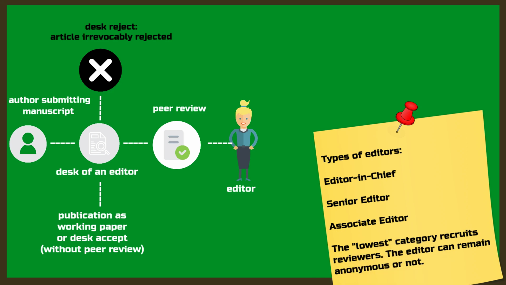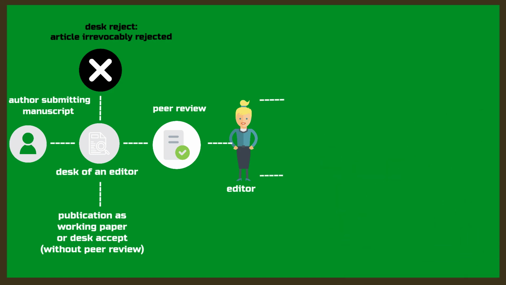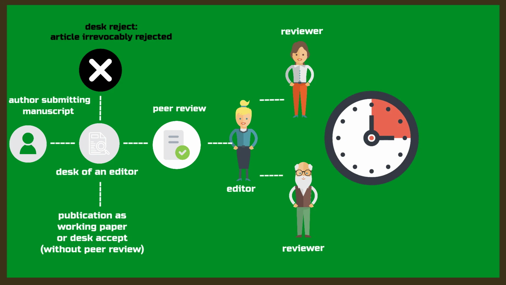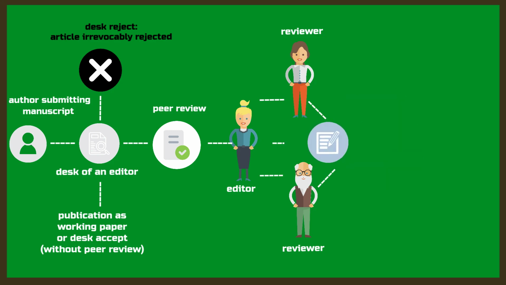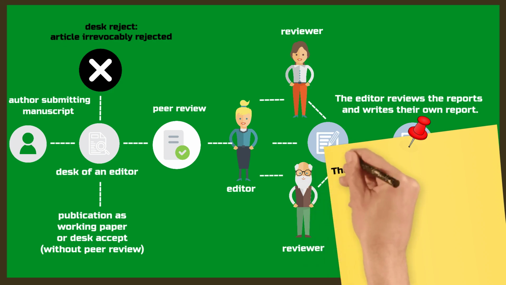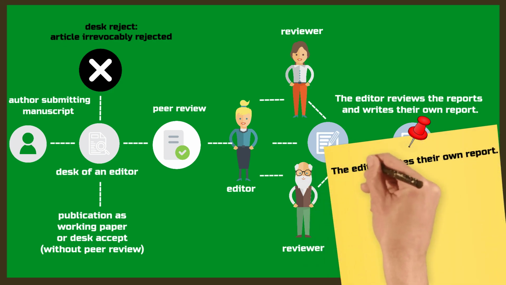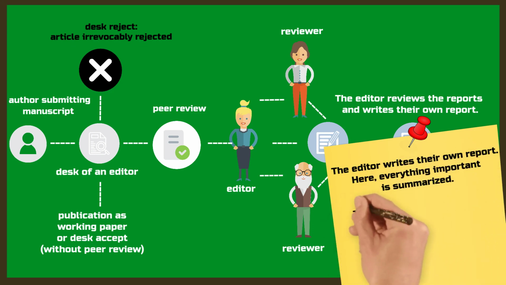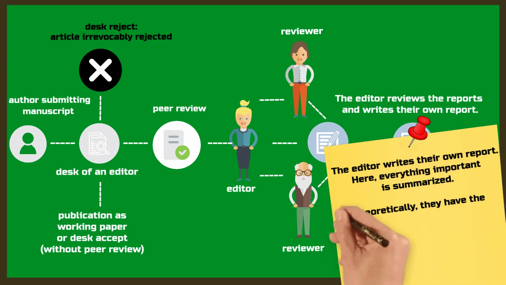Sometimes this editor remains anonymous, and sometimes not. This editor, however, sends the article to 2 to 3 reviewers, sets a deadline, and then it's a waiting game. Once the reports come back, the editor reviews the reports and, of course, the article, and writes their own report. This usually summarizes the key points of the reviewer reports and may also include additional points noticed by the editor.